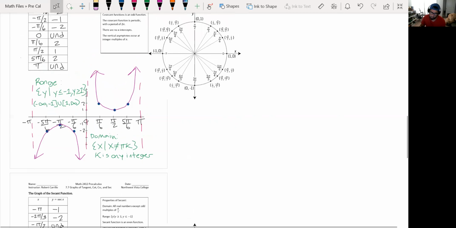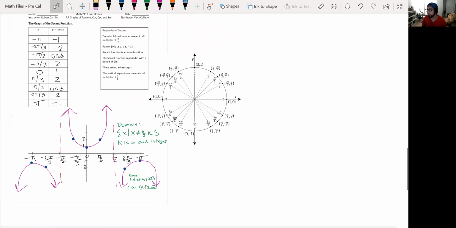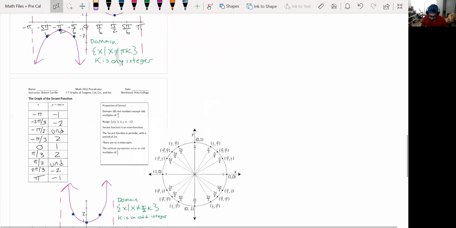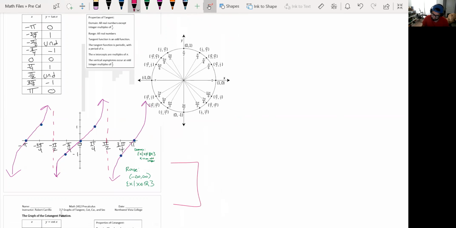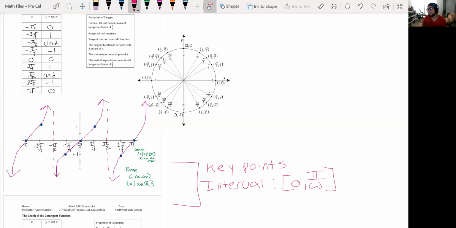I guess one thing I should voice out is that if you are using key points, then for tangent and cotangent, your subintervals are going to be a little different. Your main interval will be from 0 to pi over omega. Normally it's 2 pi over omega, but since it's tangent and cotangent, they don't repeat themselves every 2 pi. They repeat themselves every pi. So you would just have to change these up. Okay, so that was just my little word of caution if you're using key points.